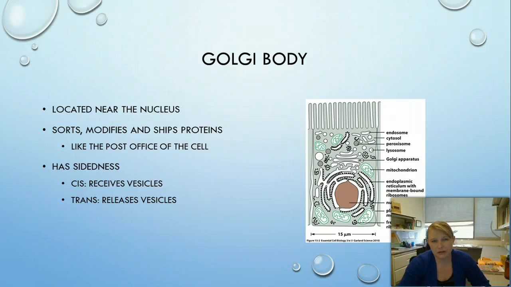Now, it's really important to understand that the Golgi has sidedness. It means that they have a cis side, which receives the vesicles, and the trans side, which releases the vesicles. And this is important because this is how things transfer through the Golgi. We're going to talk about this a lot more in a little bit, but I want you to make sure you understand that now, that there's a sidedness to it.